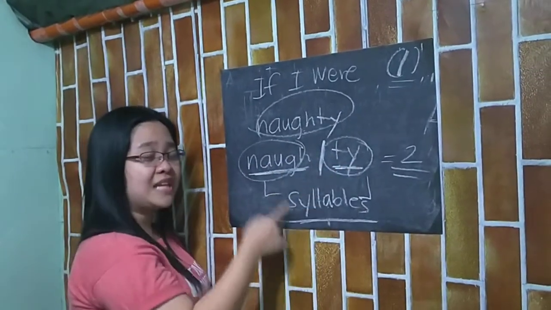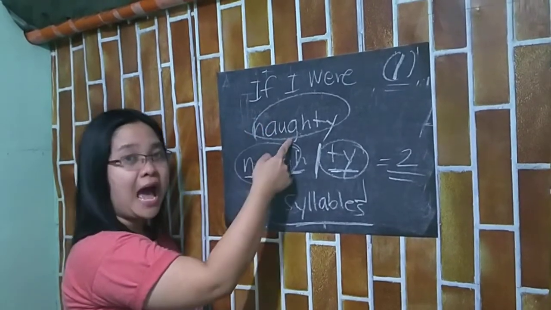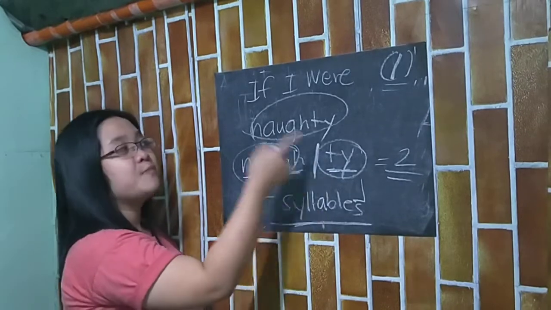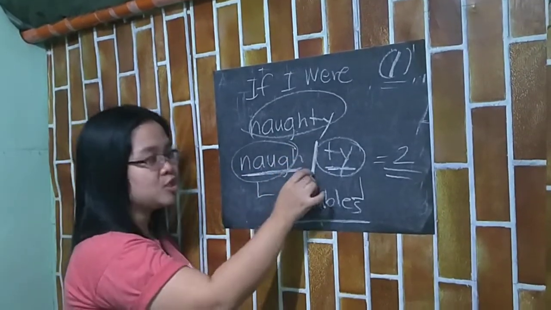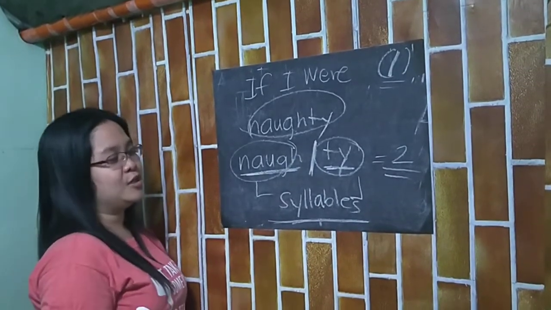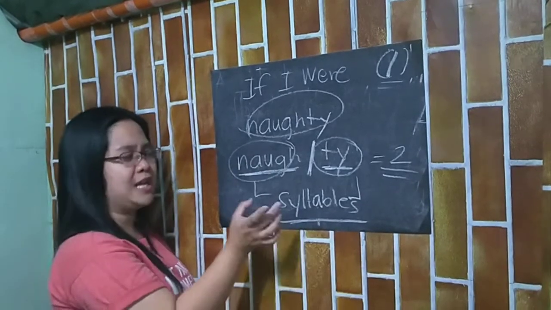So how did we get those syllables? By simply breaking down this word into smaller parts, by looking at the vowel sound and putting a slash in between the parts. Okay? So that is what we call syllables, the smaller parts in the word.